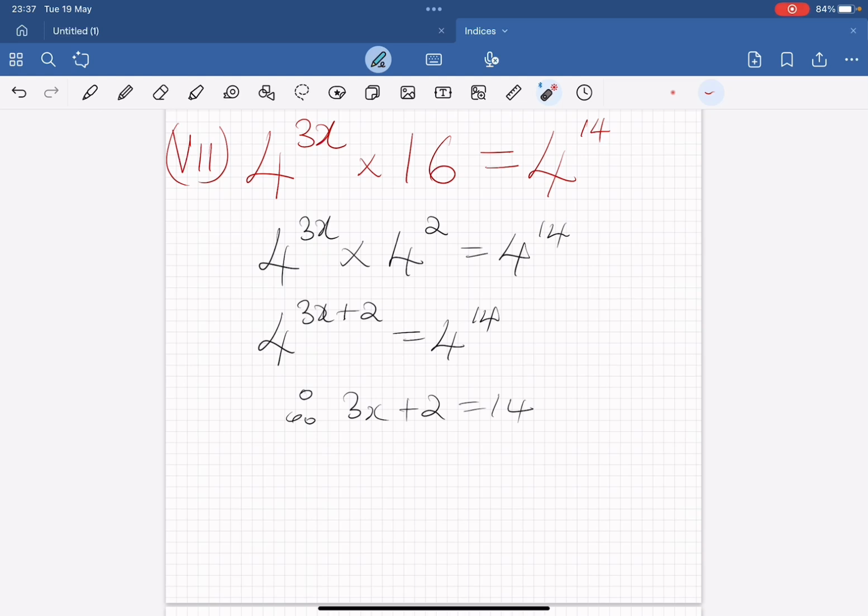This forms a simple linear equation where if I take 2 to the other side, since it's positive, it then becomes negative. This therefore means we should rewrite this as 14 minus 2. 14 minus 2 is 12. Divide by 3, divide by 3. So our solution of x is 4.